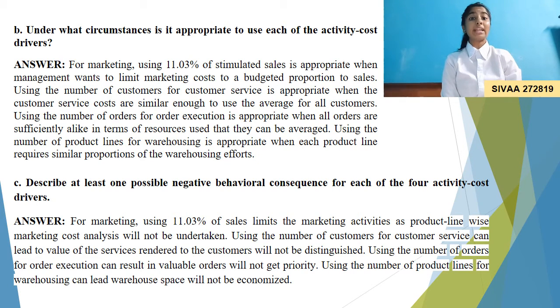The answer is, for marketing, using 11.03% of sales limits the marketing activities as product line wise marketing cost analysis will not be undertaken. Using the number of customers for customer service can lead to the value of the service rendered to the customer not being distinguished. Using the number of orders for order execution can result in valuable orders not getting priority. Then, using the number of product lines for warehousing can lead to warehouse space not being economized.